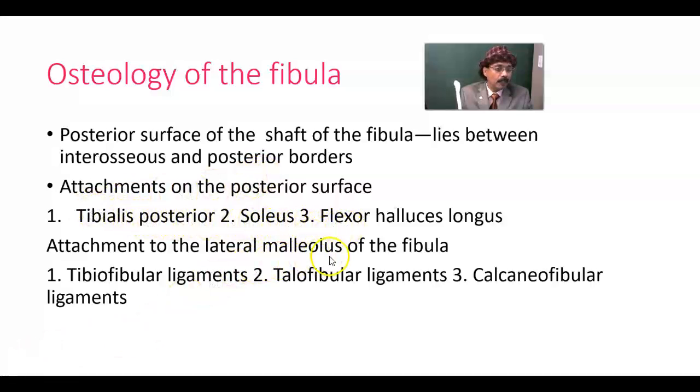Attachments to the lateral malleolus of the fibula: we have the anterior and posterior tibiofibular ligaments, the anterior and posterior talofibular ligaments, and at the lower part of the malleolar fossa, attachment to the calcaneofibular ligament.